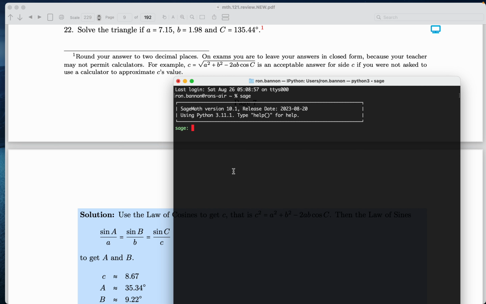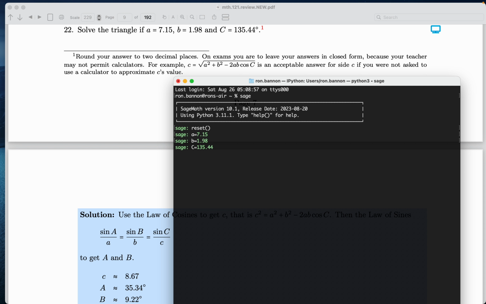Okay, let me do problem 22 with the computer, and I'm at the computer now. I'm going to type in reset. And what I'm going to do is type in the numbers. I'm looking at the notes, by the way: I'm assigning A the value 7.15. I'm assigning B the value 1.98. And I'm going to assign the letter C the value of 135.44. Now, my claim is I probably should be using radian mode.